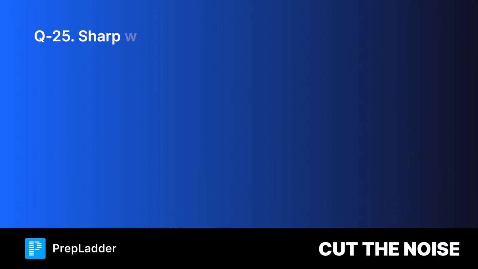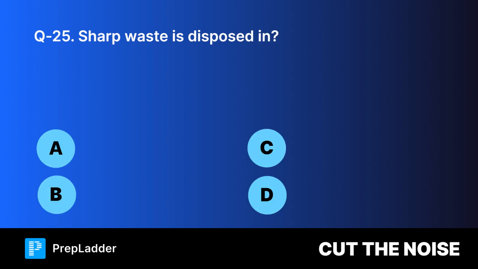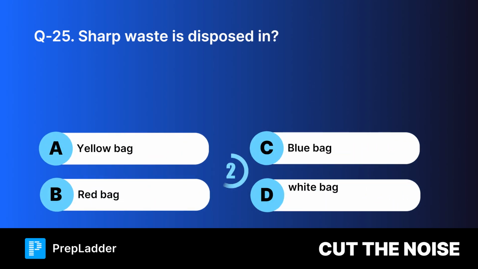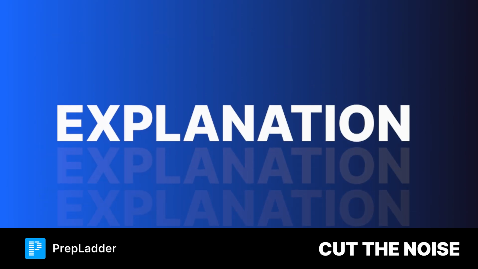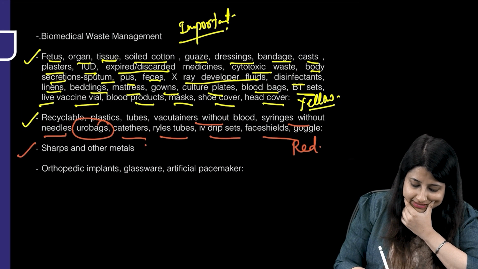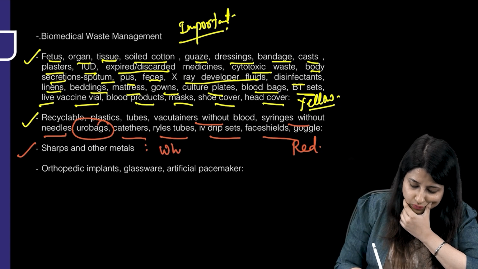Question 25. Sharp waste is disposed in? Your options are. And the correct answer is white bag. Here's the explanation. Sharps and other metals, so this is going into white.